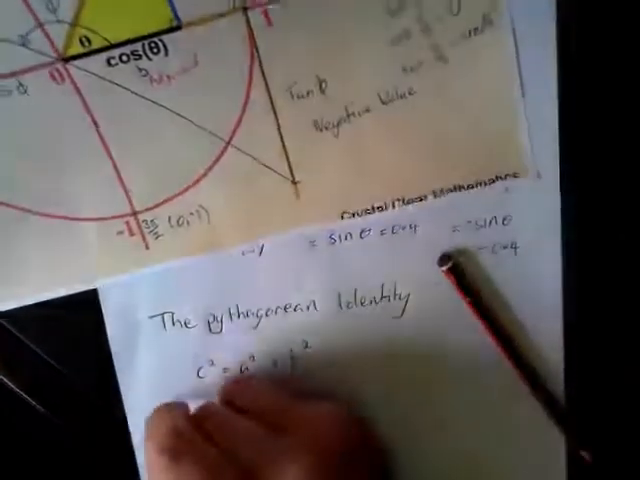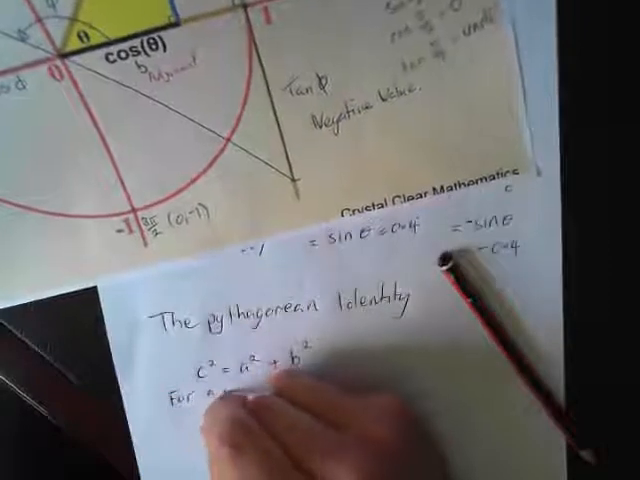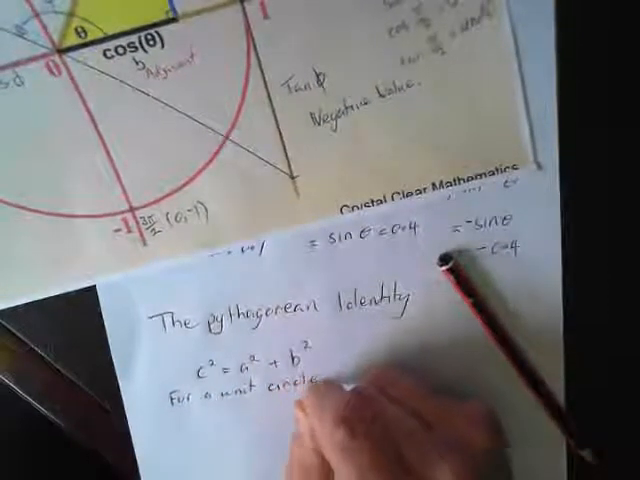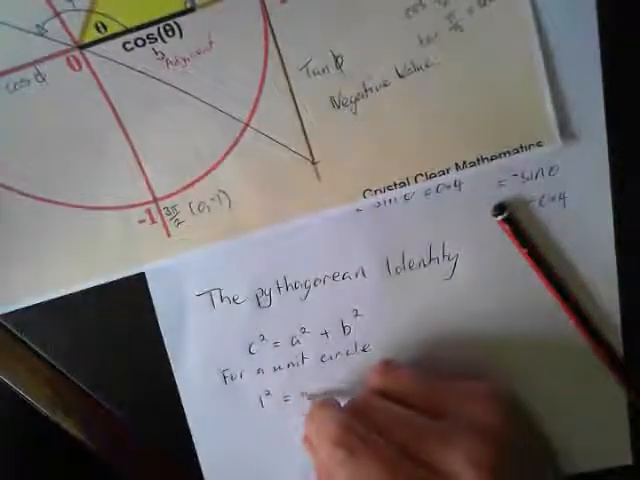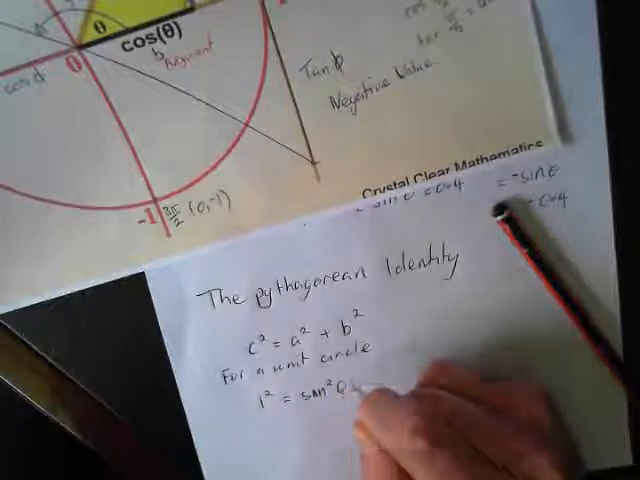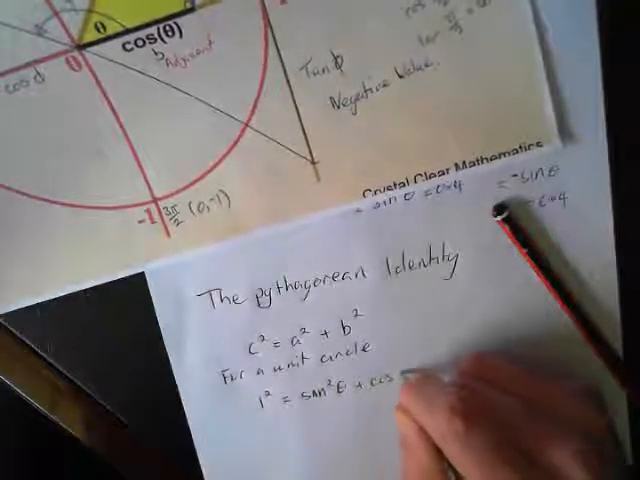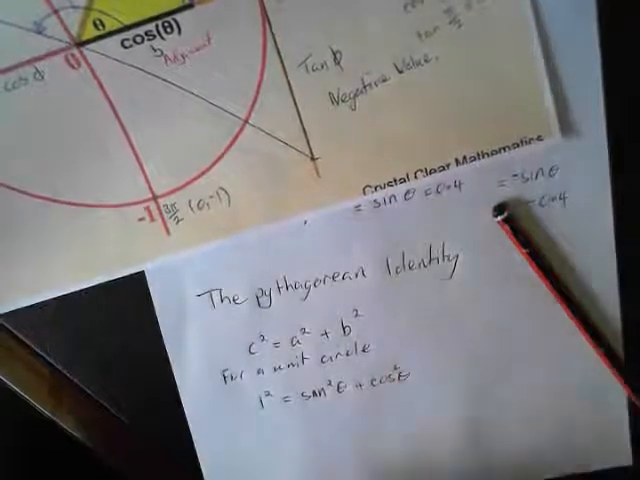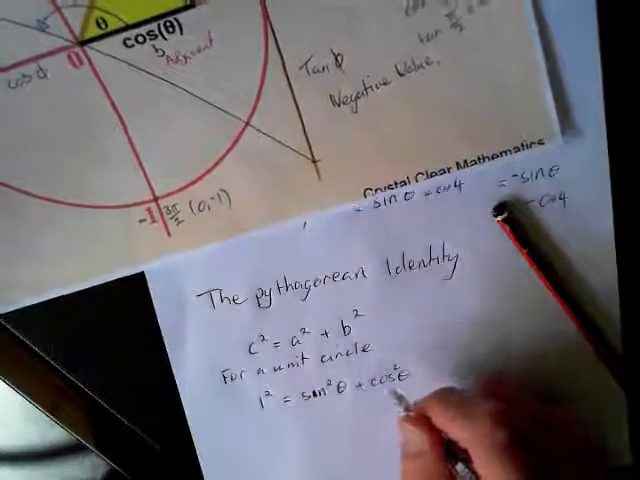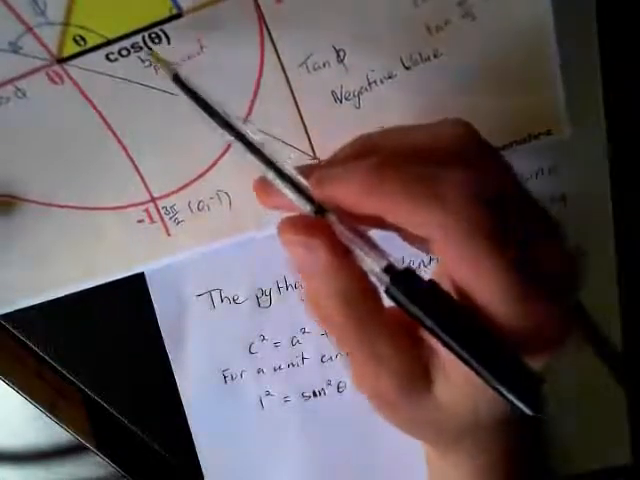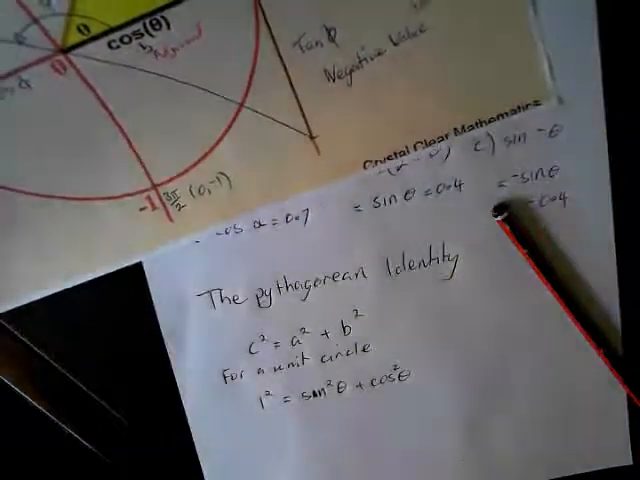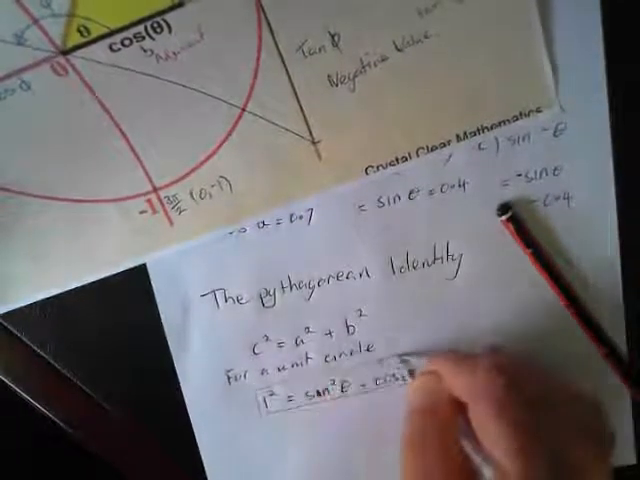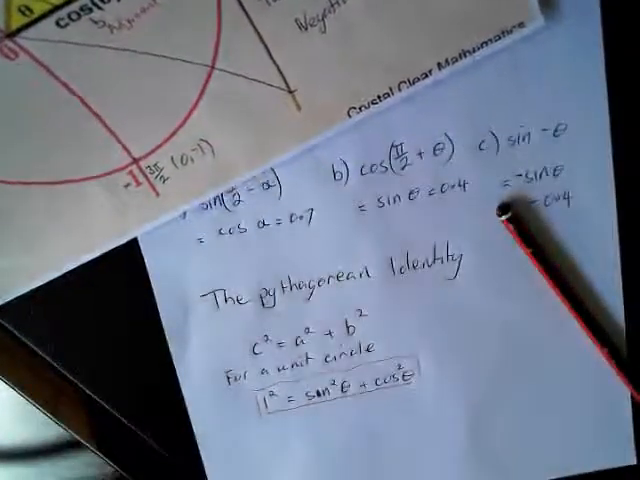So for a unit circle, one squared equals sine squared theta plus cos squared theta. Okay. Now, we don't write it as sine theta squared or cos theta squared because we're not squaring the angle, we're squaring the value of cos or the value of sine. So this particular relationship is called the Pythagorean identity. A general statement like this is known as a trig identity or trigonometric identity. Sine squared theta plus cos squared theta equals 1.